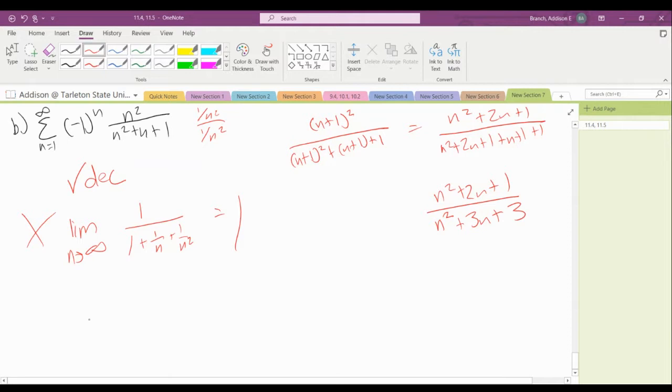So what we can do now is plug this into our test for divergence, just to fully prove it. So (-1)^n times n squared over n squared plus n plus 1. We're going to get a limit that does not exist. So therefore it diverges.